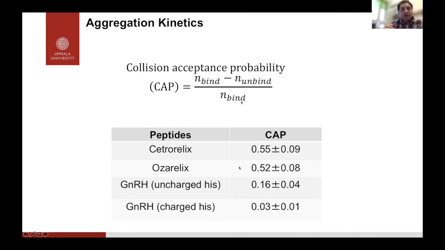The higher the CAP value, or collision acceptance probability, the higher the aggregation propensity. A CAP value close to 1 represents an ultimate aggregation-prone peptide, and a collision acceptance probability of 0 represents no aggregation propensity. Here we can see that the highest aggregation propensity is for cetrorelix, then ozarelix, and then D-phenyl GnRH with uncharged histidine. And when we used D-phenyl GnRH with charged histidine, it is very low.